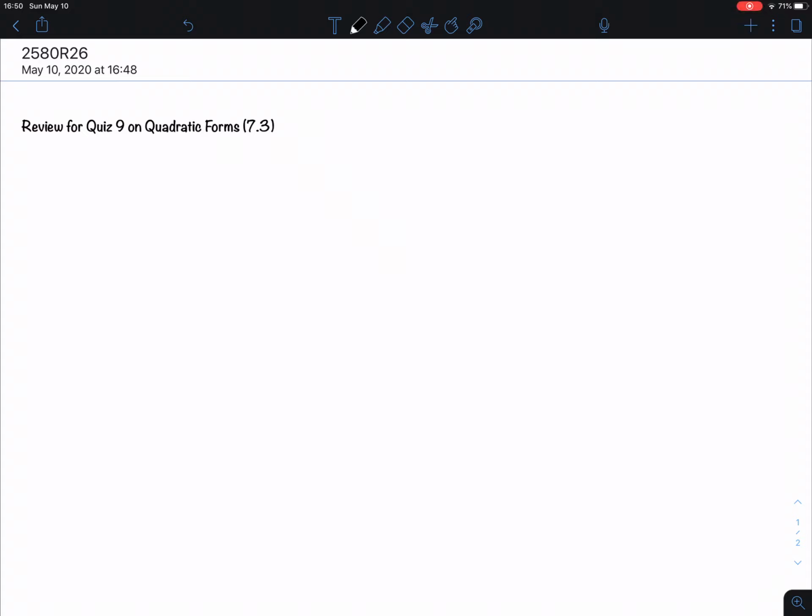Okay, so we're also going to have a quiz next time on quadratic forms. We've discussed this now, and it is basically a continuation of diagonalization and orthogonal diagonalization.